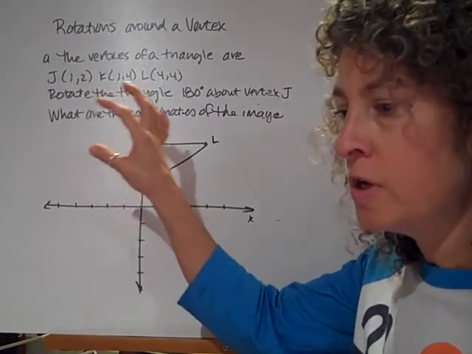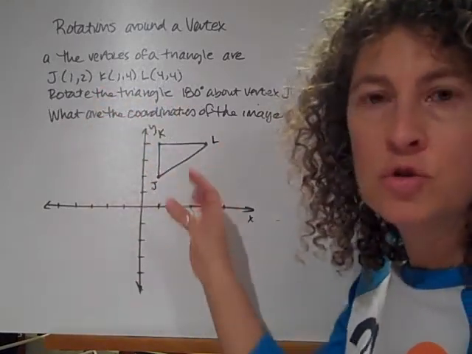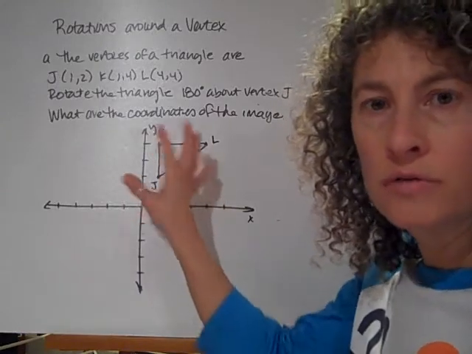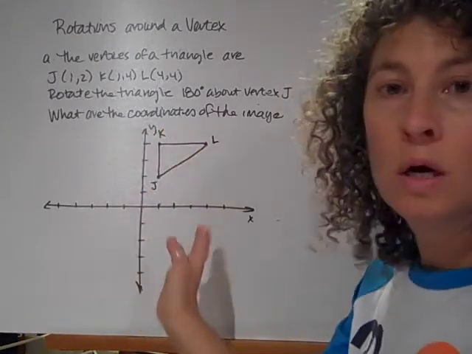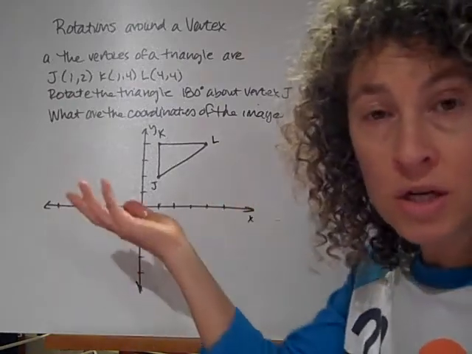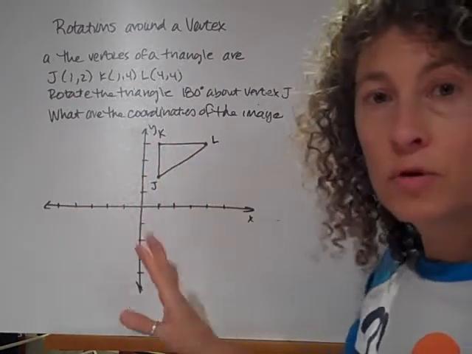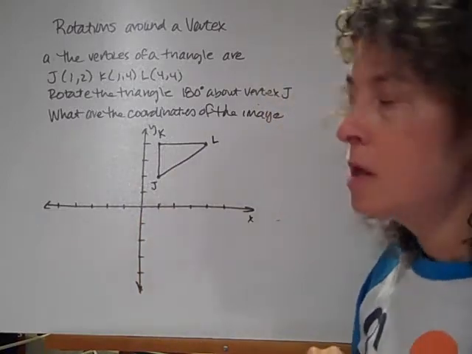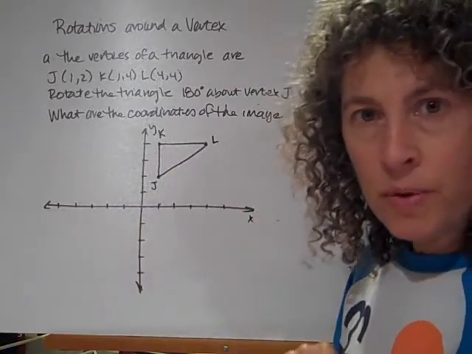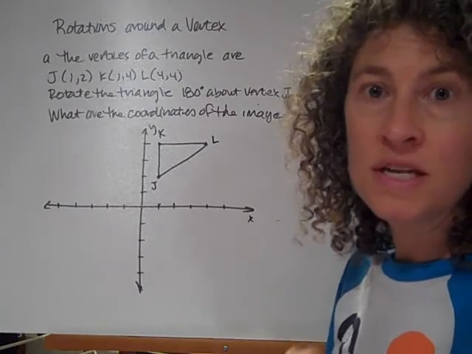And remember, when the figure rotates, it changes its direction. So it kind of moves along the page. It doesn't flip over like a reflection. But it kind of rotates around like it's on the hands of a clock. So yes, we talked previously about rotating around the origin as our center of rotation.